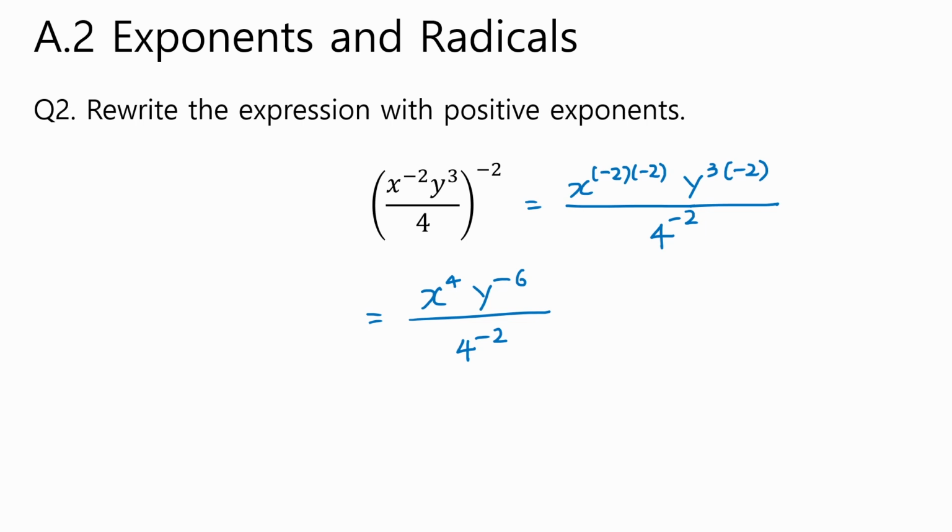Now we can use our properties of exponents to rewrite this expression as x to the 4th times 4 squared divided by y to the 6th. But here 4 squared is simply 16, so we end up with 16x to the 4th divided by y to the 6th.